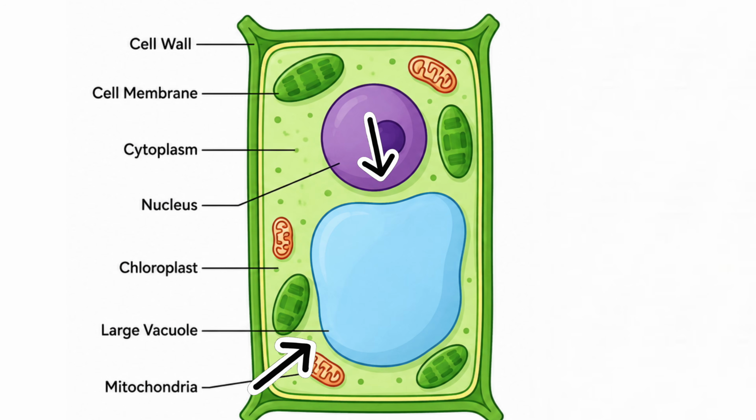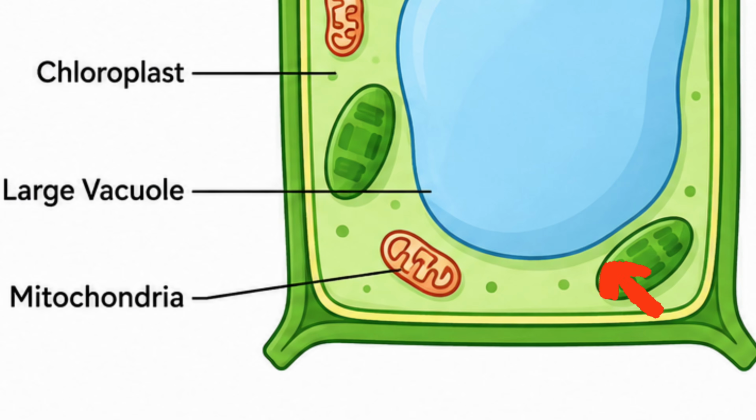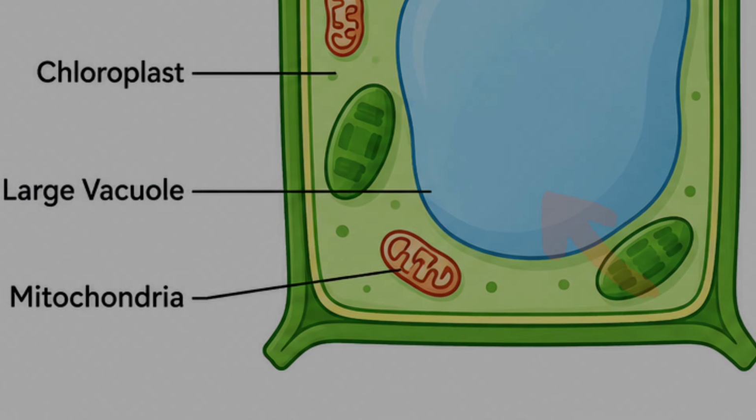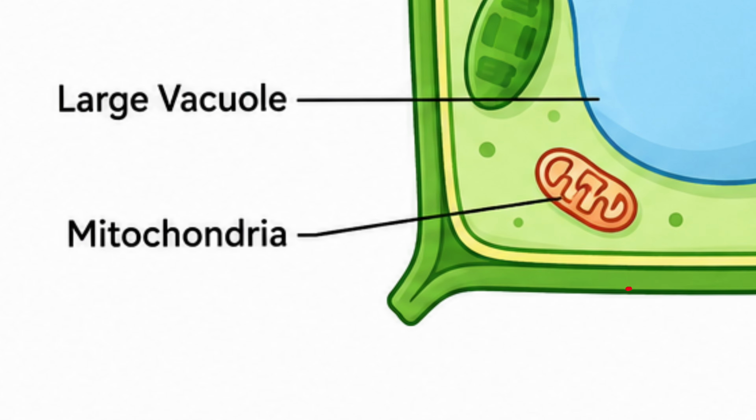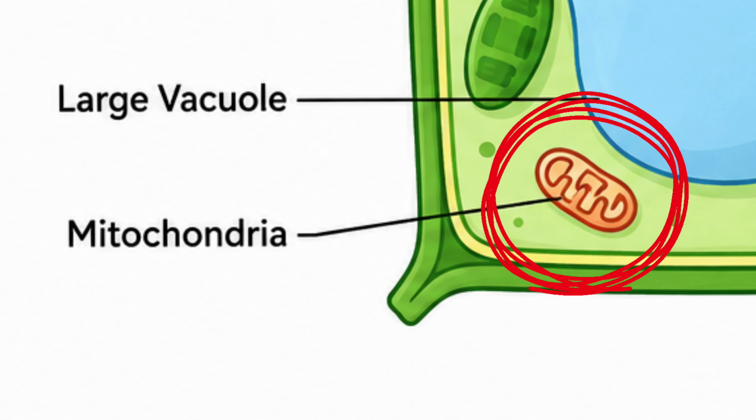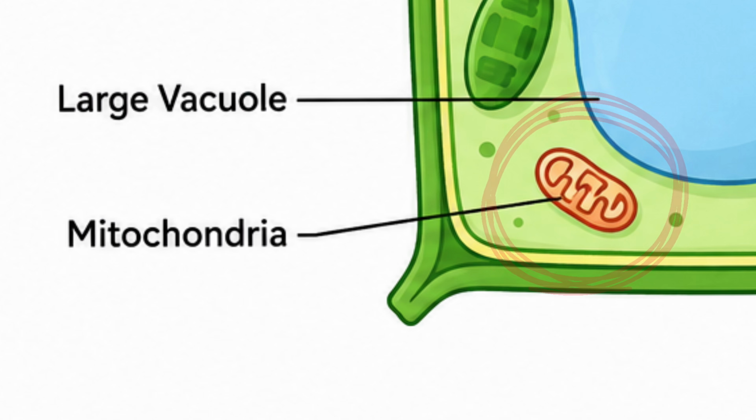Look at the large blue-colored structure in the center. This is the large vacuole. It stores water, nutrients, and waste materials. Finally, we have the mitochondria. Mitochondria are known as the powerhouse of the cell. They release energy from the food.